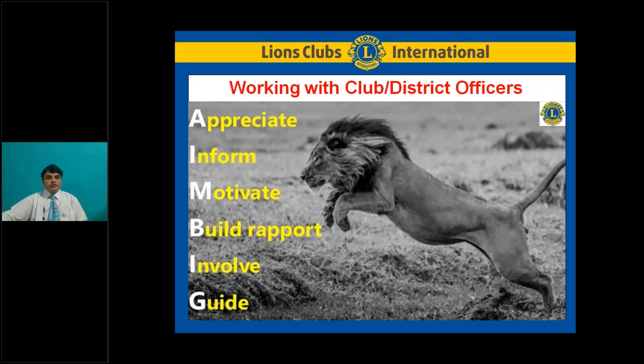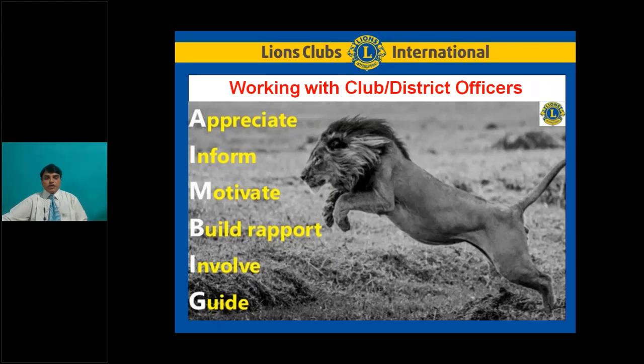And I is for inform. Whichever areas you get, like club dues information, or if you get a dues list from international, you need to inform the clubs in a timely manner. And M is for motivate. You need to recognize the club officers or district officers, as it motivates them to do more. If any district officer comes forward to donate something or give any contribution, you need to motivate them. And B is for building rapport. You need to build rapport with club officers and district officers continuously throughout the Lionistic year.